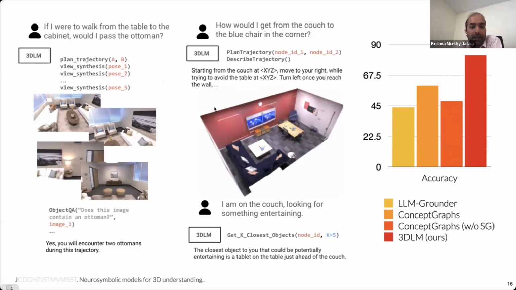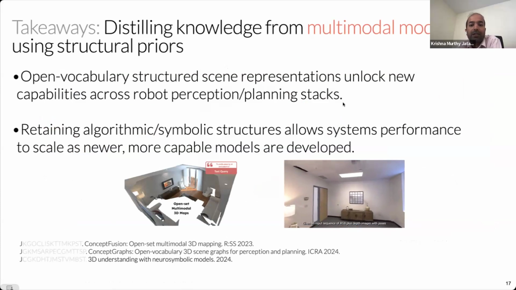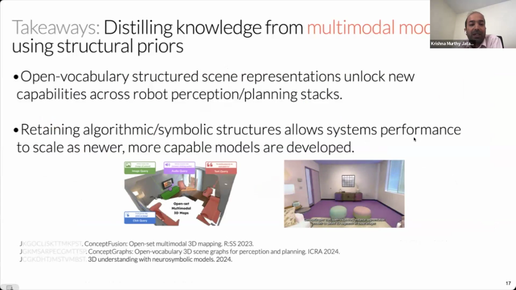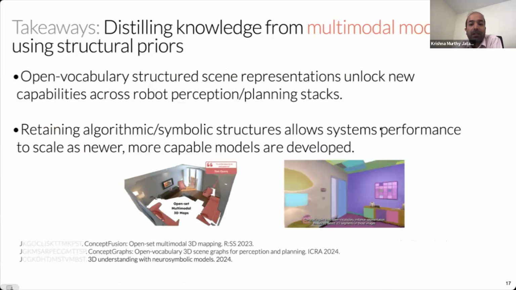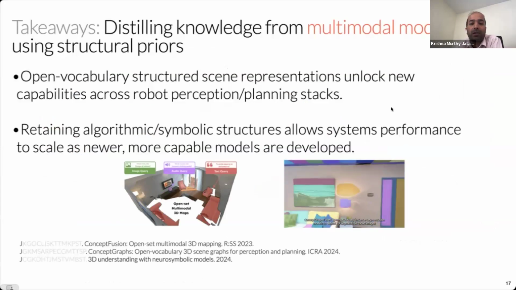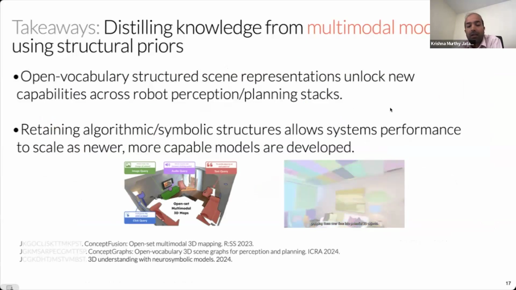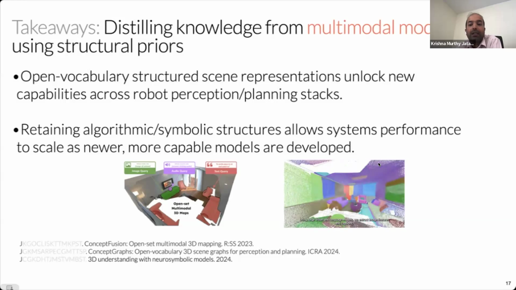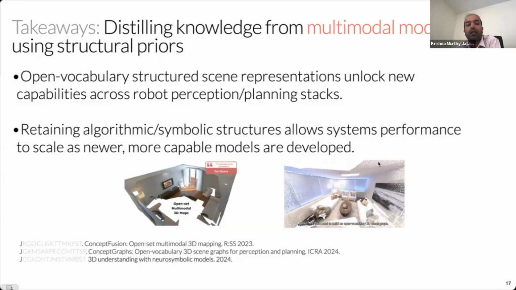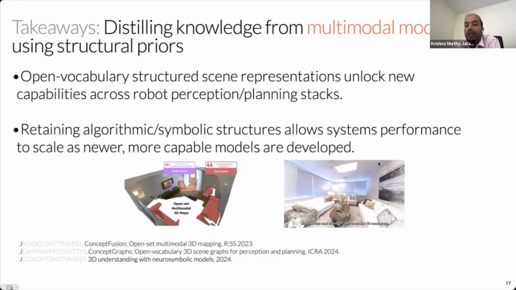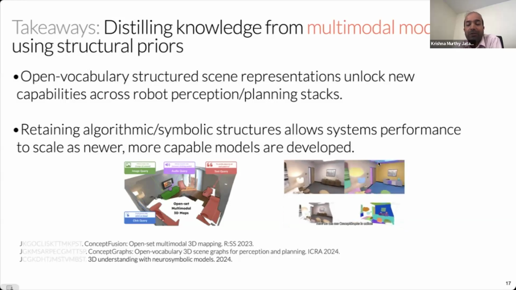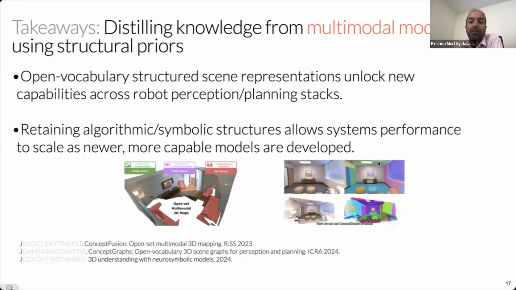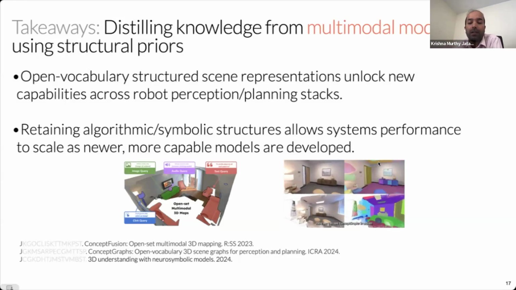With this, I will step back and leave you with some takeaways. Using open vocabulary, structured scene representations is a very promising approach for enabling new capabilities across robot perception and planning. But the key here is retaining certain algorithmic and symbolic structure that allows performance to scale. You get new models each week, and you want the performance of your overall system, like 3D perception and planner, to scale as these new models become more and more capable.